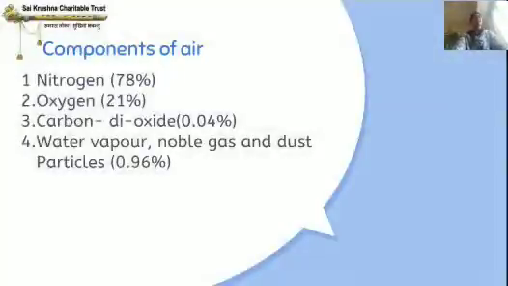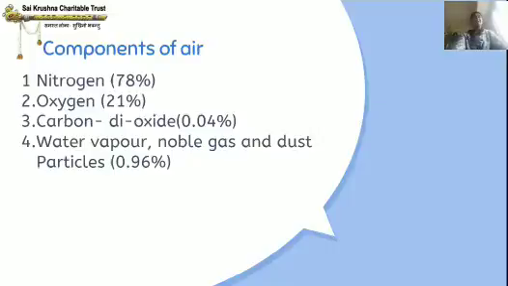Now we will understand the components of air. So air has nitrogen, oxygen, carbon dioxide, water vapor, noble gas and dust particles. Nitrogen is 78%, oxygen 21%, carbon dioxide is 0.04%, water vapor, noble gas and dust particles 0.96%. So now what do you mean by noble gas?